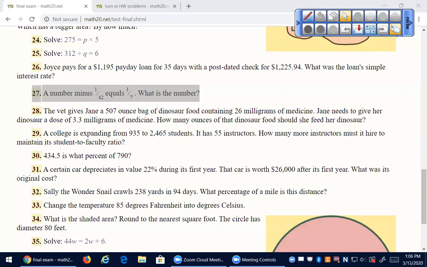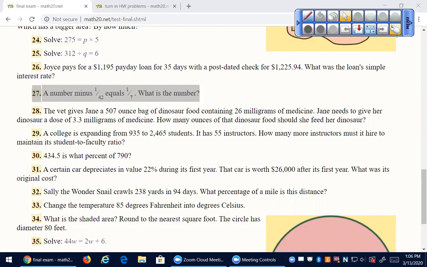Okay, another proportion. This many ounces, this many milligrams of medicine. How many ounces, that many milligrams. This one was the proportion, but the how many more does it need to hire was an extra step at the end.